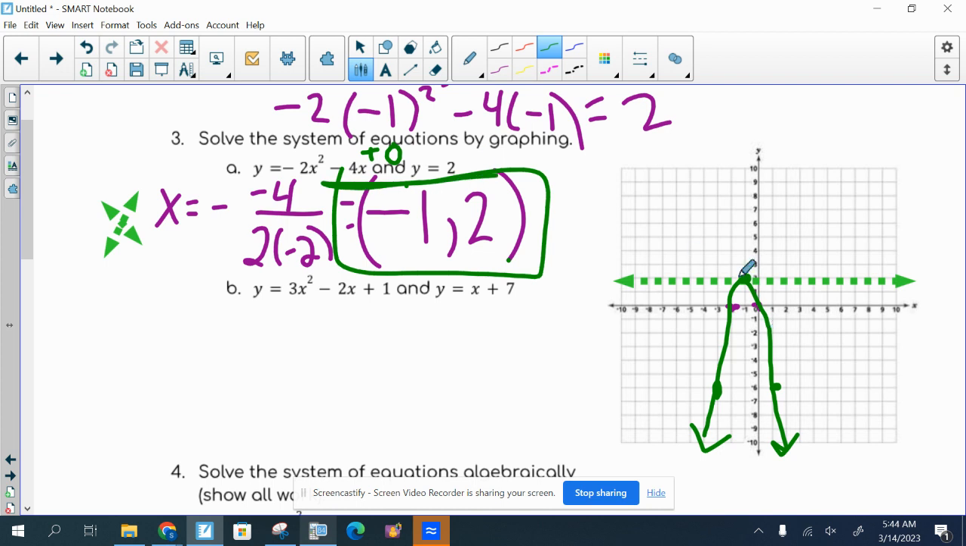Sometimes it'll only have one solution. Sometimes it'll have two. This one, you can see just had one. And sometimes it'll have no solutions if they don't intersect. All right, so let's do the second one.